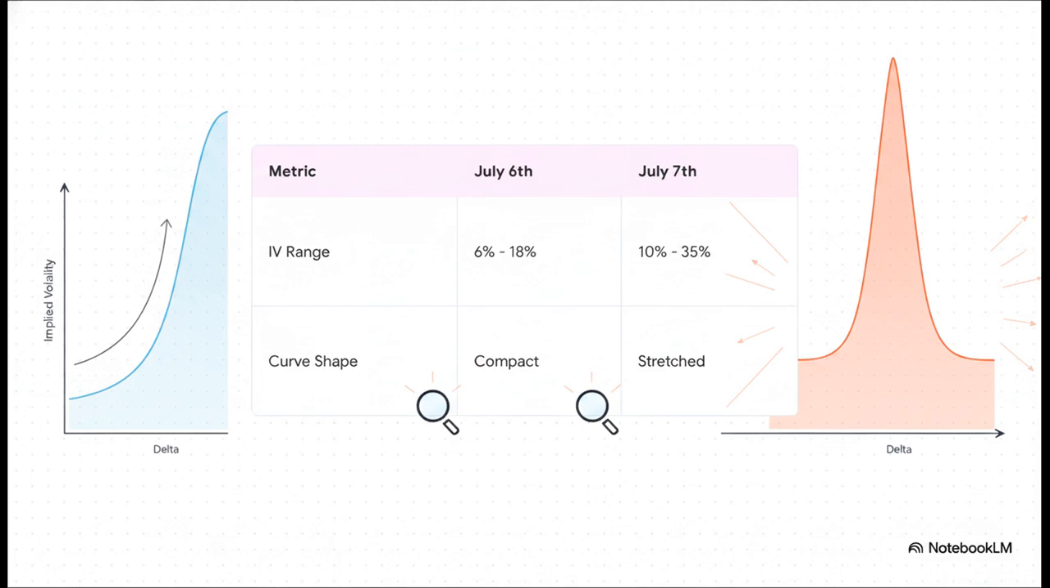But then we look at July 7th, and the curve just stretches way out. I mean, the IV range essentially doubled. It didn't even start dropping until IV was already around 10%, and it didn't bottom out until IV hit a whopping 35%. That is a massive expansion in just 24 hours.